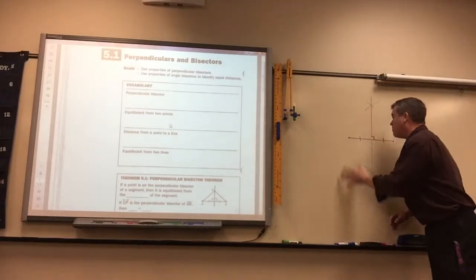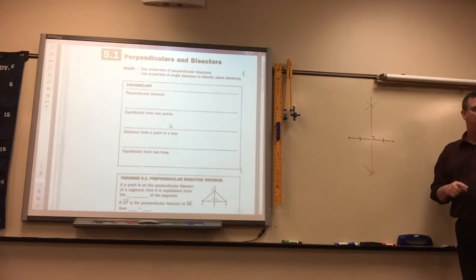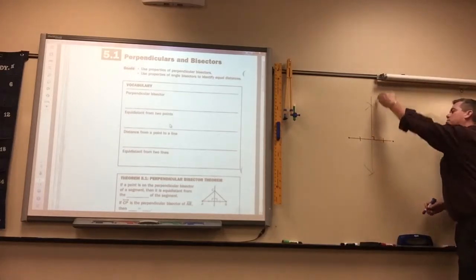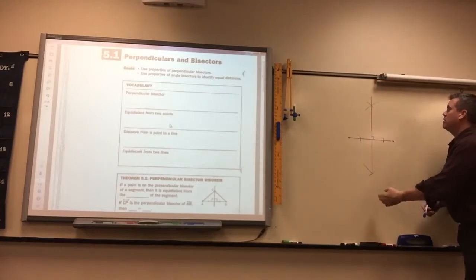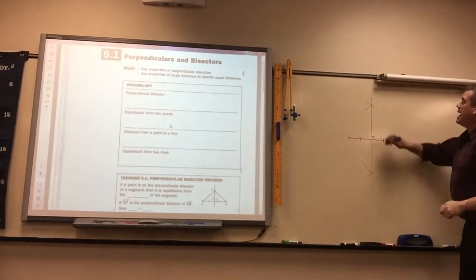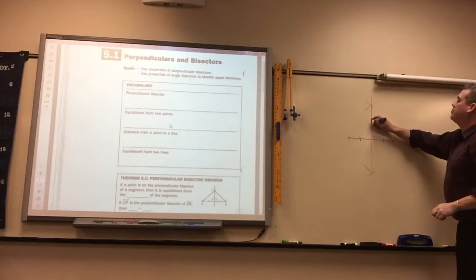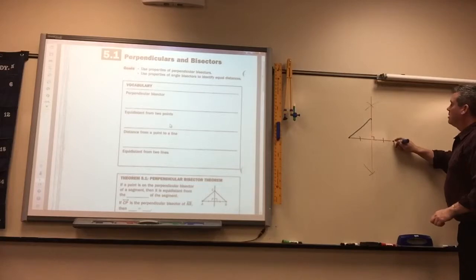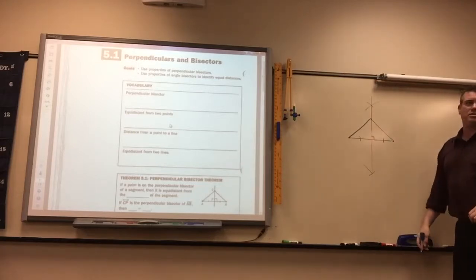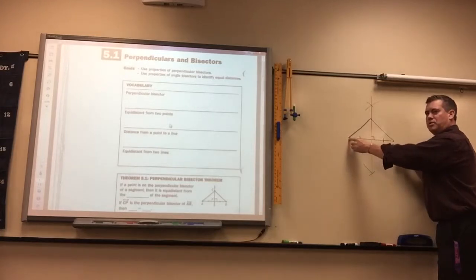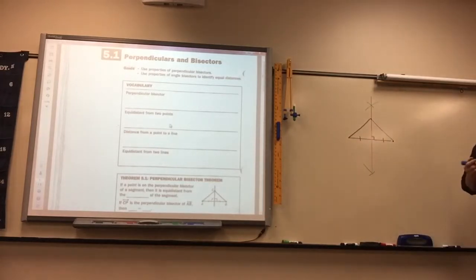Now, the thing you need to know about a perpendicular bisector is any point you pick on this line, doesn't matter if it's way up here, right here, down below, any point you pick on there is going to be equidistant, which is equal distance, from the two endpoints of the original segment. And the reason why is this.